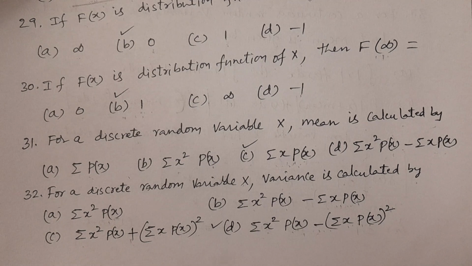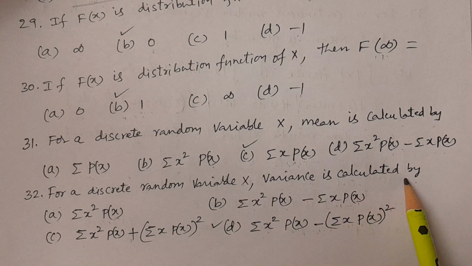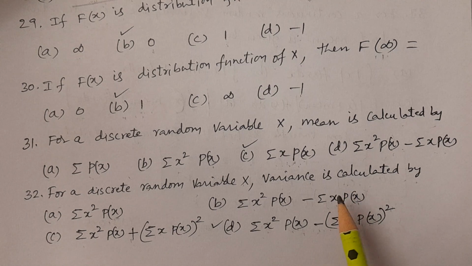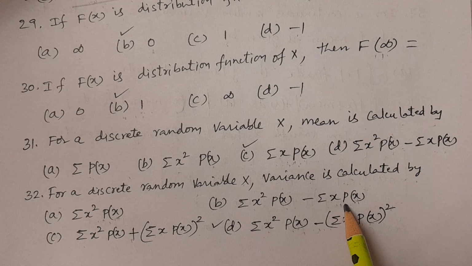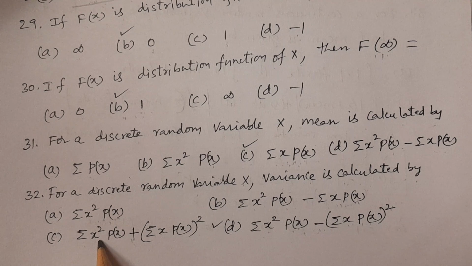Right? In Telugu. For a discrete random variable, capital X, variance is calculated by. Discrete random variable ki variance formula enti, variance ni ela calculate chestam. So the option summation X square P of X, kabatti rasestaru, idi complete answer kaadu. Variance ki complete formula kaadu idi, idi starting ide. Kaani idi mu 2 dash meeku gurtunte, summation X square P of X minus summation X P of X, idi kuda rasestaru. Deeniki whole square undali, minus mean whole square. Kabatti idi kuda kaadu. Summation X square P of X plus summation X P of X whole square, idi plus undi ikkada chudandi.